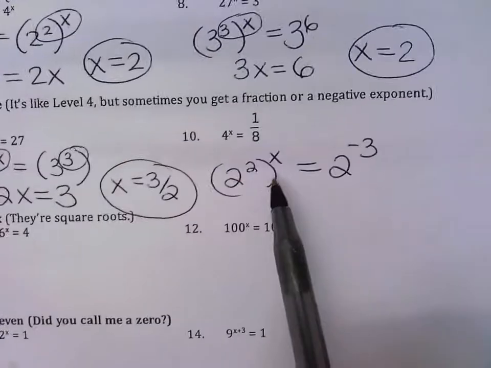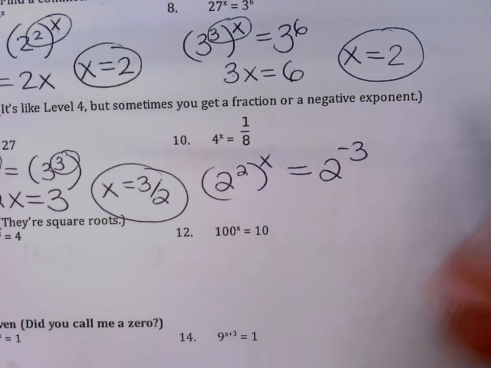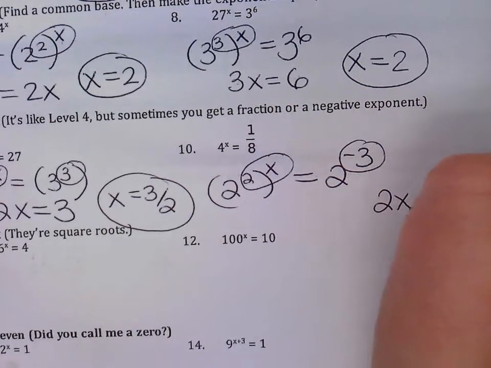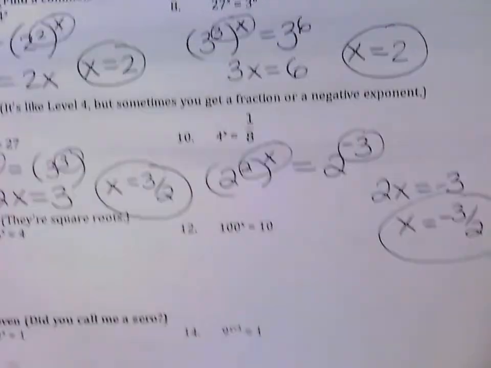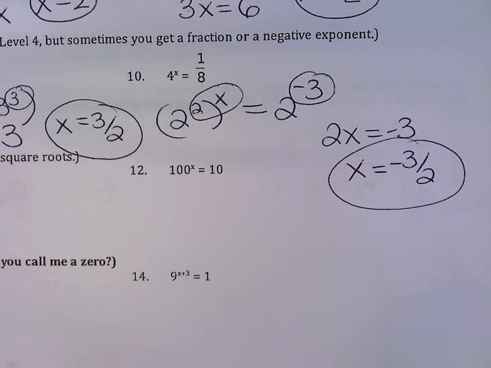So I'd have 2 to the x, so 2x equals negative 3 this time. So x would have to equal negative 3 halves when I solve for x. So it's just a linear equation that you're solving at the end.